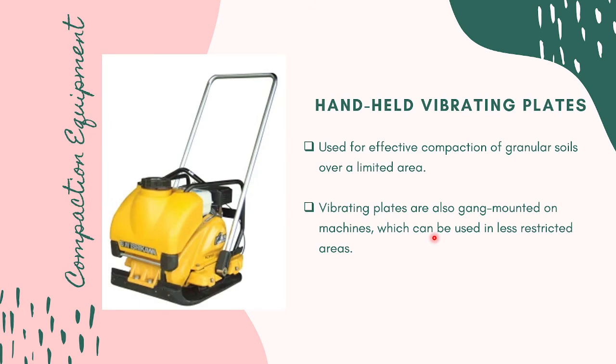And lastly, we have the handheld vibrating plates. These are used for effective compaction of granular soils over a limited area. The vibrating plates are also gang mounted on machines which can be used in less restricted areas. We use this type of compaction equipment for small scale projects usually because the equipment rental for large equipment such as the pneumatic rubber tire roller, the smooth wheel roller, or the ship's foot roller is large.